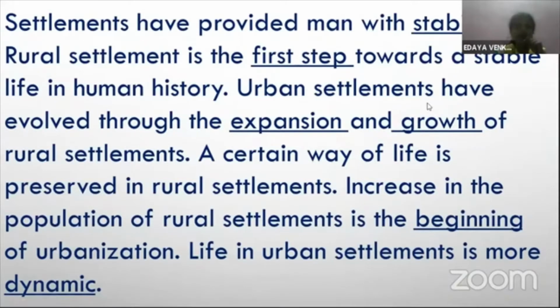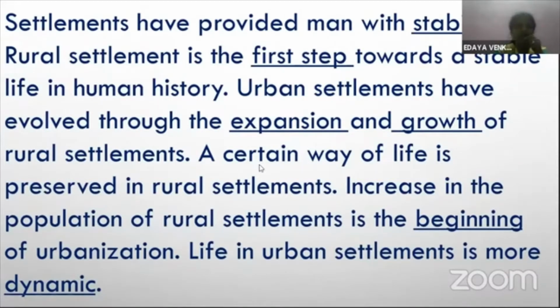Urban settlements are more advanced than rural settlements. Urban settlements have evolved through the expansion and growth of rural settlements. Many people migrated to a particular village, and the village turned into an urban area, that is, a city, where many facilities are provided for the well-being of the people. So the rural settlement expanded into an urban settlement, and the growth of rural settlement is seen there.